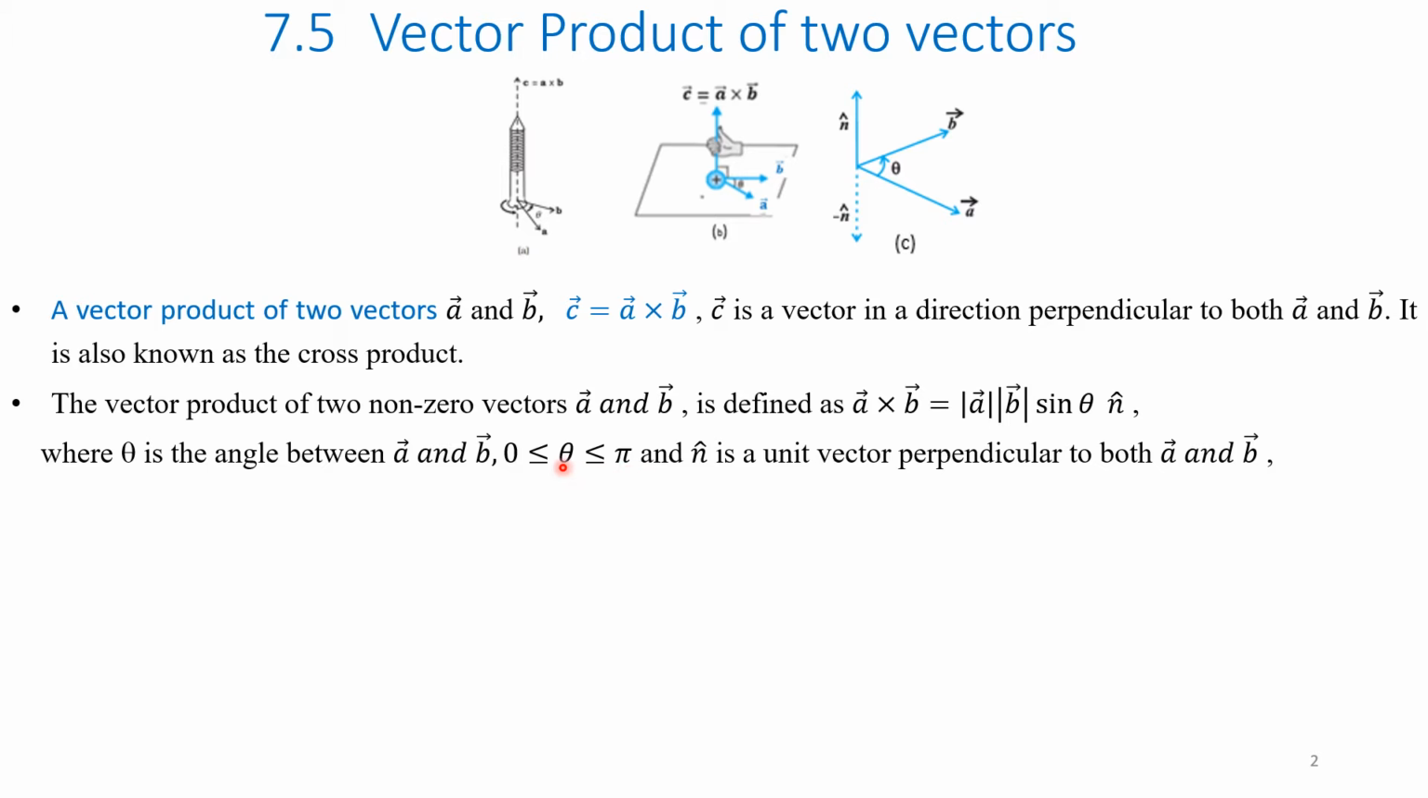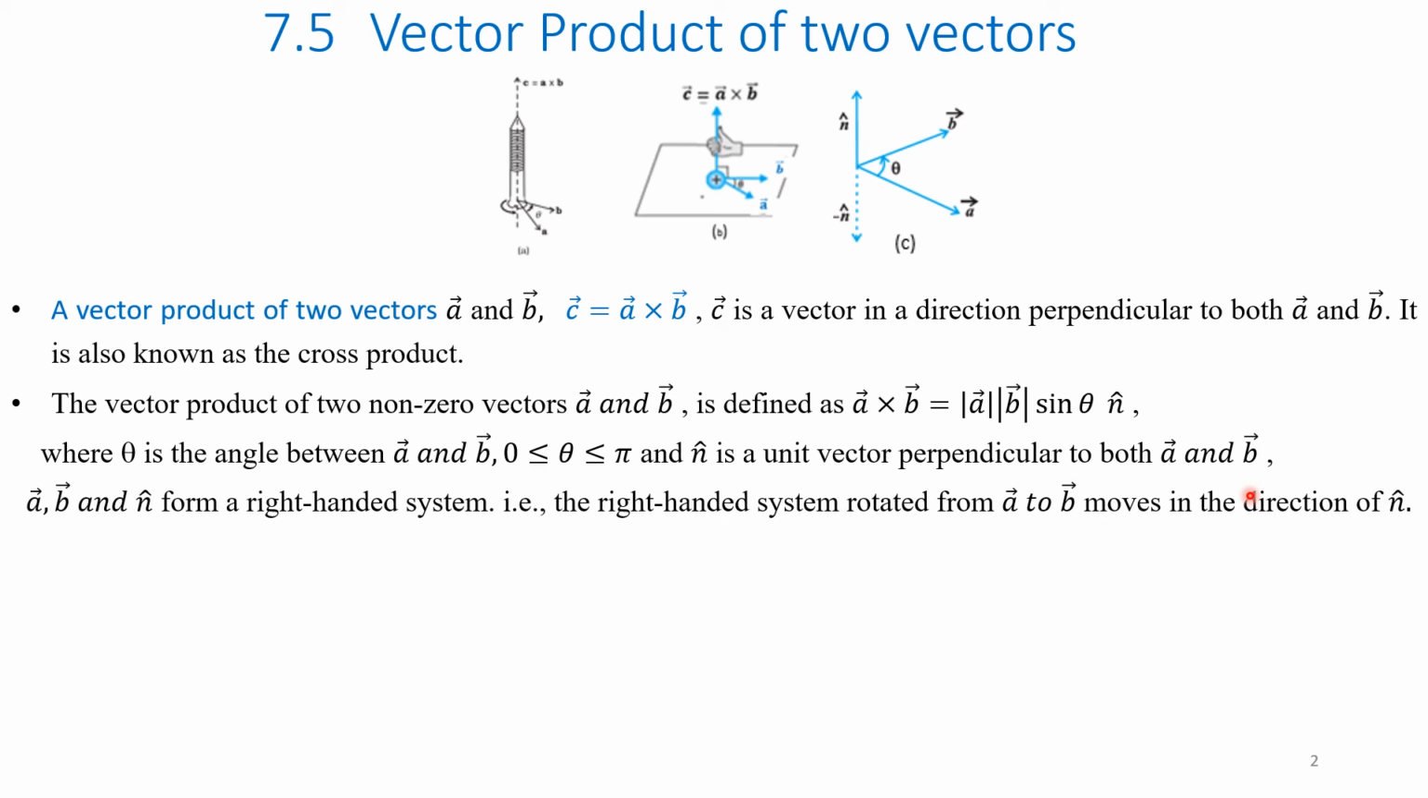That is, theta is greater than 0 but less than pi, and n is the unit vector perpendicular to both A and B. Vector A, vector B, and vector n, the normal, form a right-handed system. The right-handed system rotated from A to B moves in the direction of n.